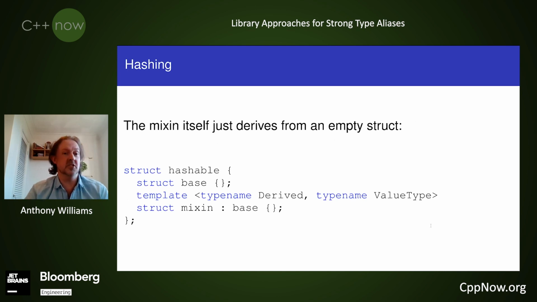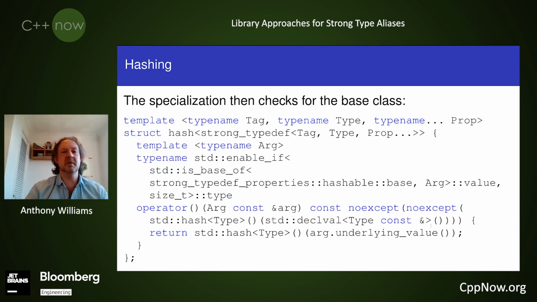So instead, we add a new base class, in this case an empty struct, which is a member of our hashable property. And our mixin just derives from that. We're not looking to add any operators or friend functions here, so we don't need to do anything special. And then we can do our general specialization of std::hash. So we can just specialize for any strong typedef. But we can use enable_if to check whether somewhere we have a hashable base.